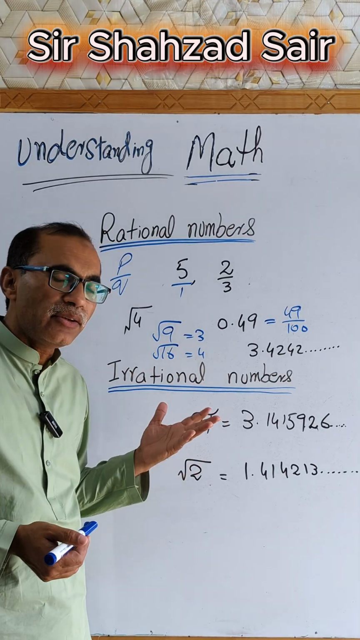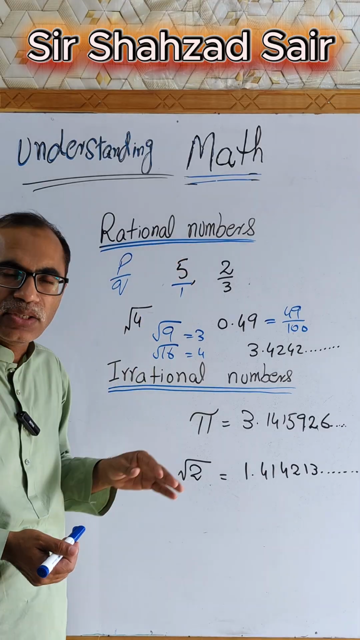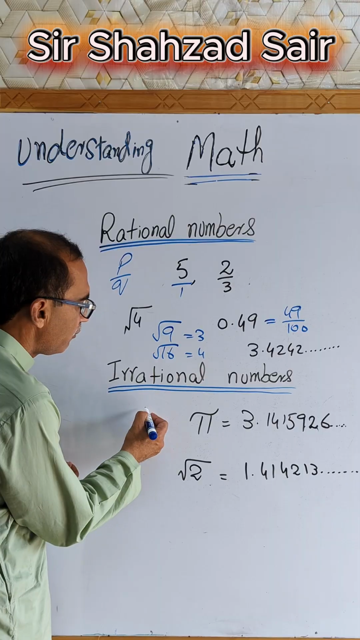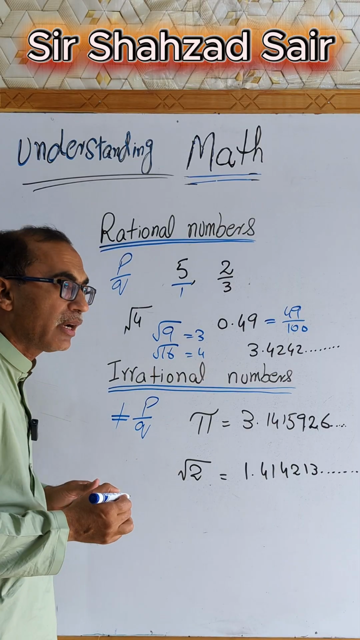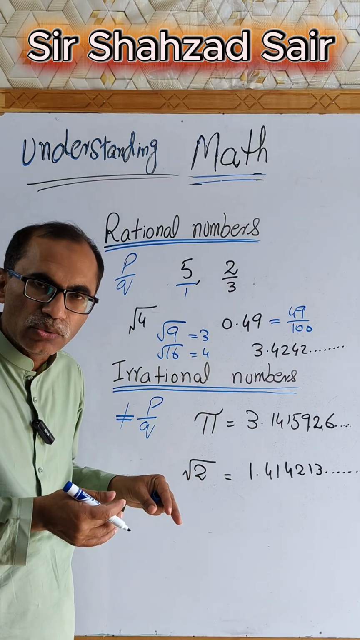And then come the irrational numbers. So irrational numbers are totally opposite to the rational numbers because these numbers cannot be written in the form of P over Q, just like this one, P over Q. We cannot write these in the form of this one. They cannot become in the form of a ratio or fraction.